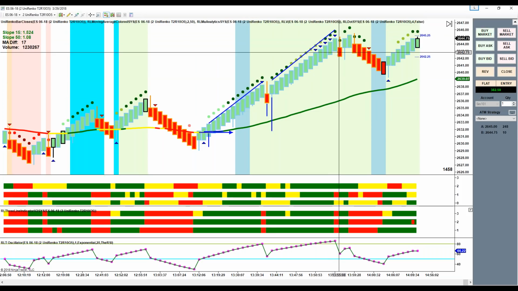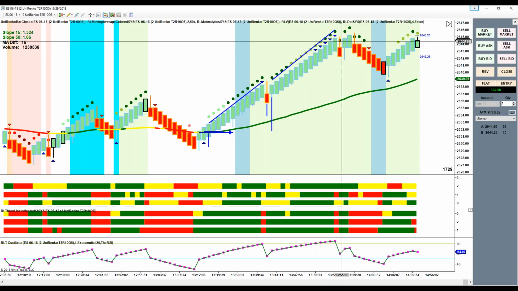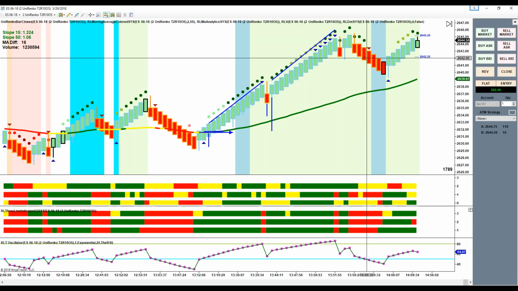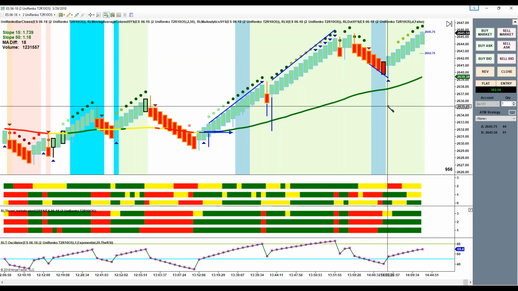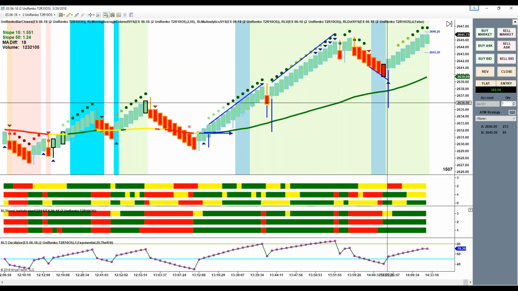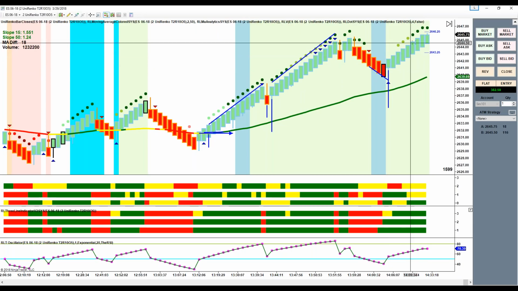Now, you don't have an oscillator signal here. No short trade. You have a dot. You can't take it. There's your short trade. Counter trend. And it works. Then you've got this signal. You don't have a dot, so you can't go long.